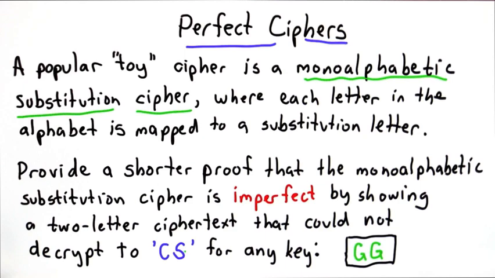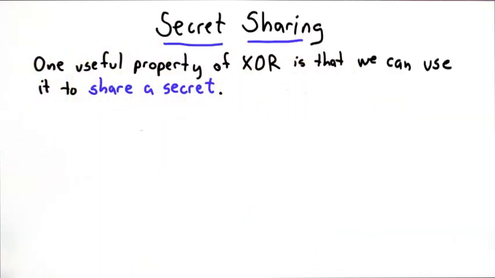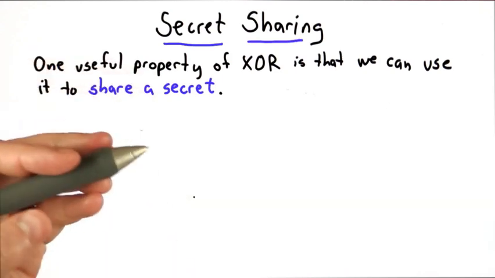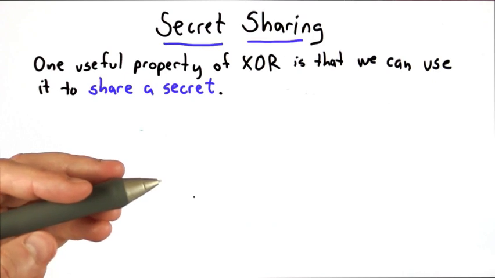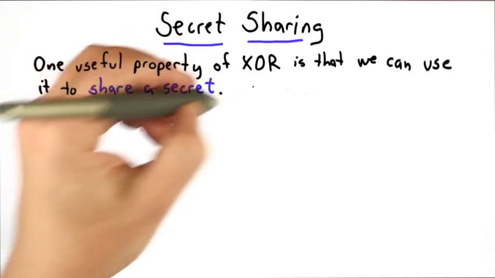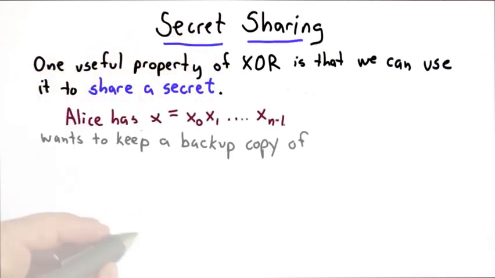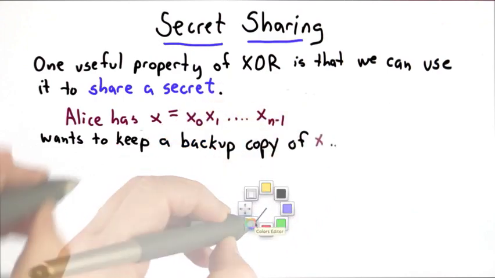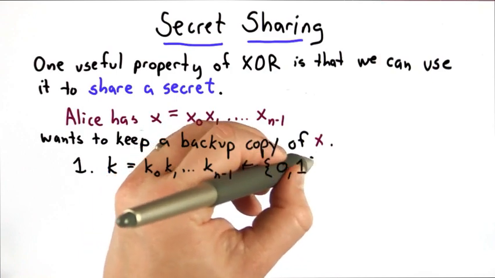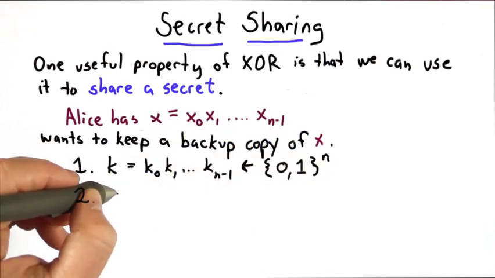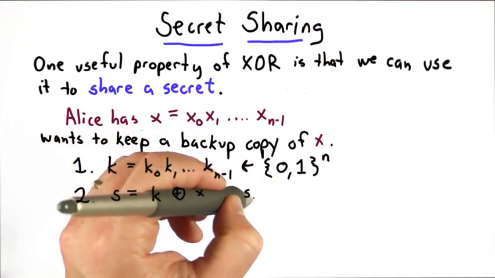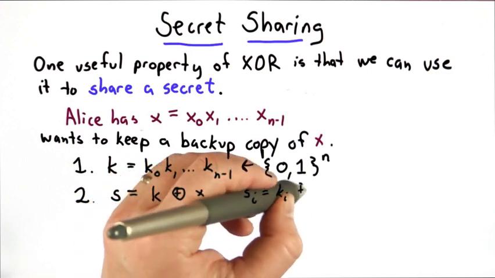So one useful property of XOR is that we can use it to share a secret. And that means we can take a secret, divide it among a group of people, where each person in that group does not gain any information about the secret, but by combining their shares, they can determine the secret. So here's an example. Alice has some secret X, and she wants to keep a backup copy of X. So what she does is first she generates some key, selected randomly and uniformly from the key space. Then she computes S, which is K XORed with X. So that means S of i is equal to K i XORed with X i.